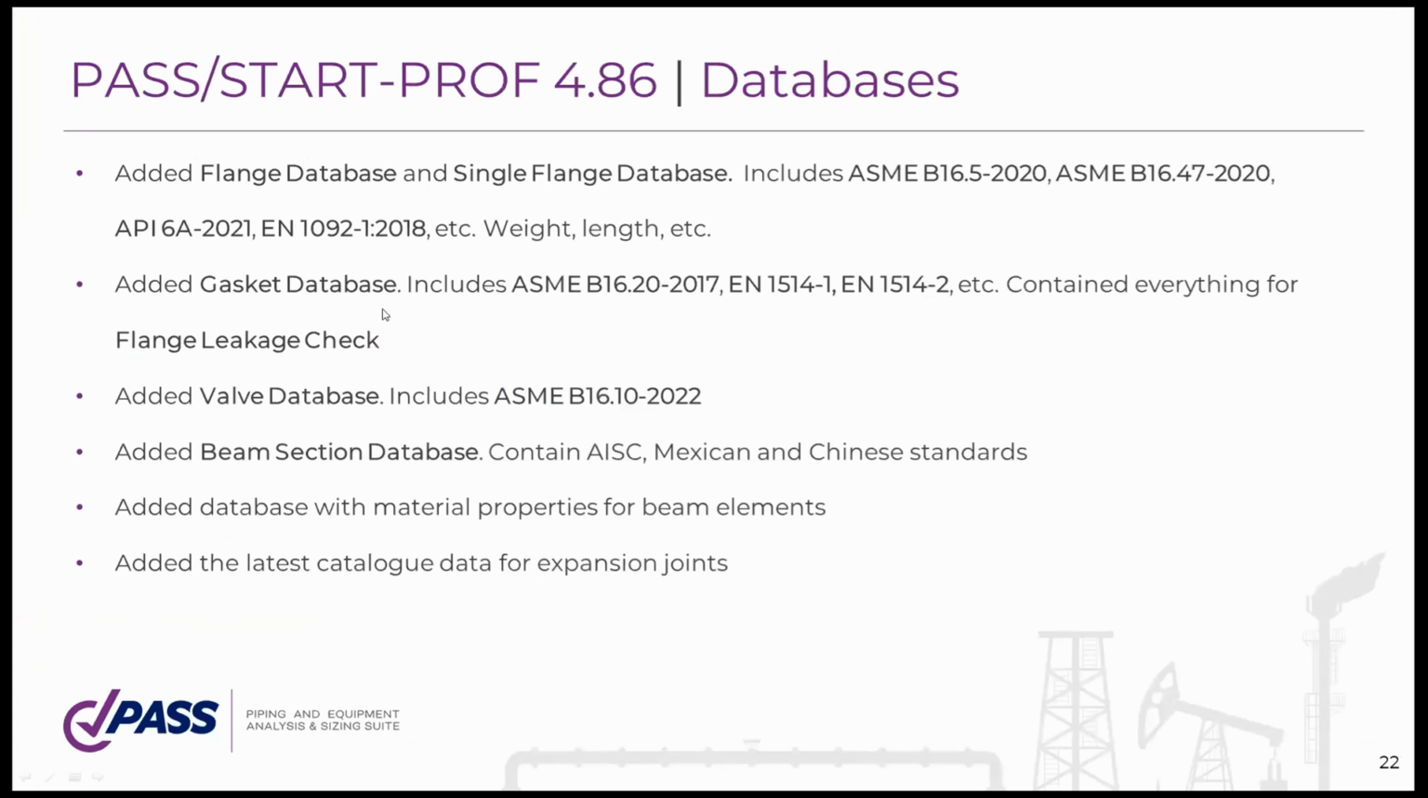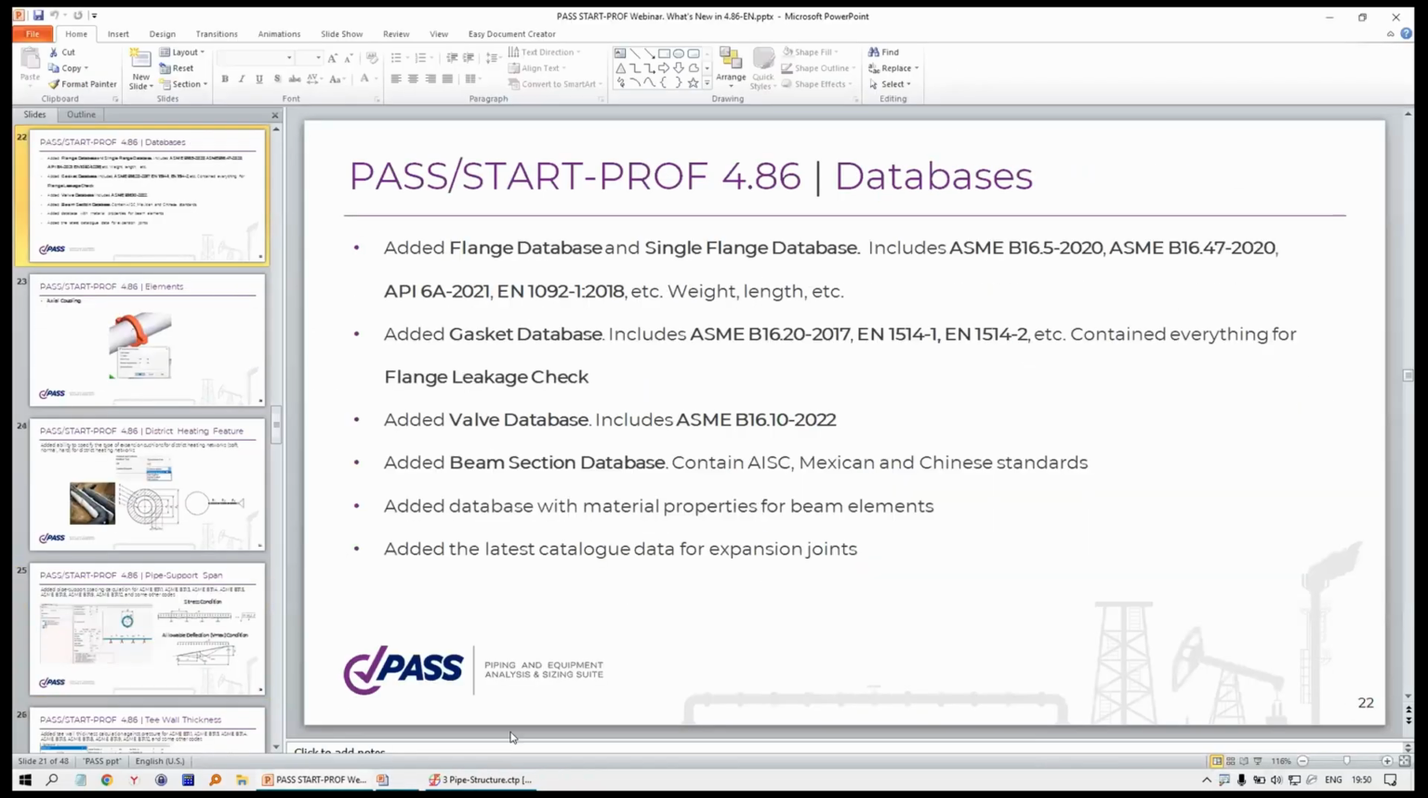Also, we added the flange databases, the single flange database, which includes the latest versions of the codes for the flanges, like B16.5, B16.47 and API 6A, European code, and so on. Also, we added the gasket table that includes the information from ASME and European codes and contains required information for the flange leakage check. We added the valve database, beam section database, and some other databases for including the expansion joints. Let me show you.